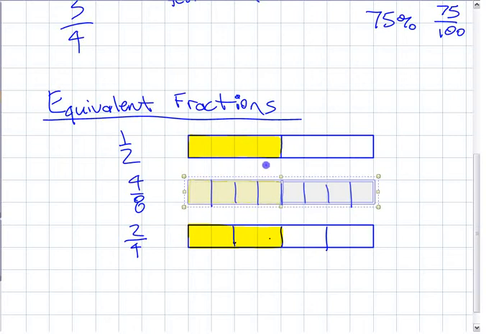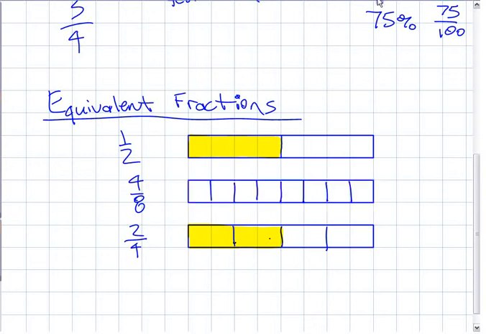These are all equivalent. Although, again, my picture didn't work out very well with this. This is very strange how that's happening. We're going to redraw that one. These 3 fractions are equivalent.